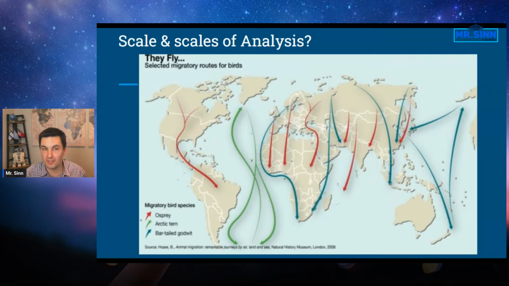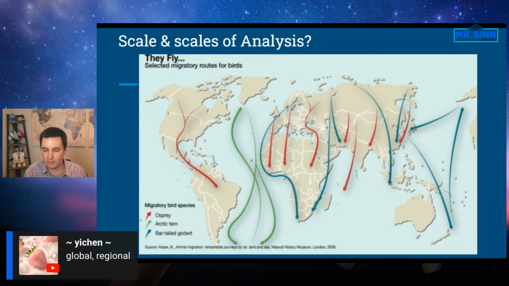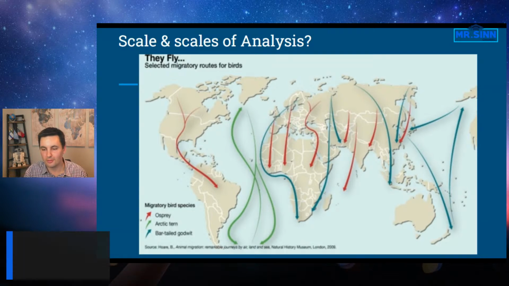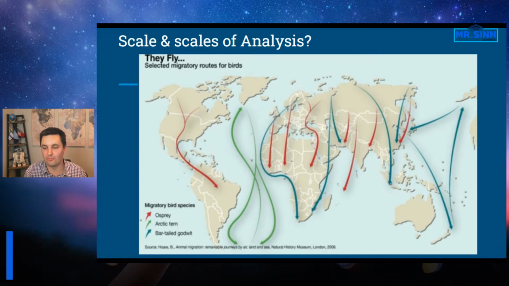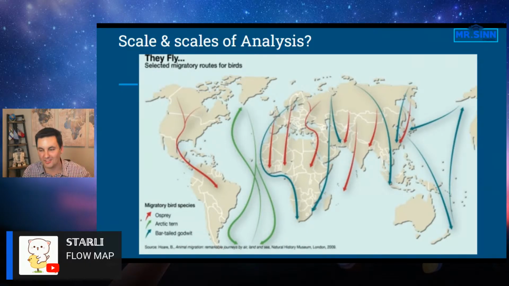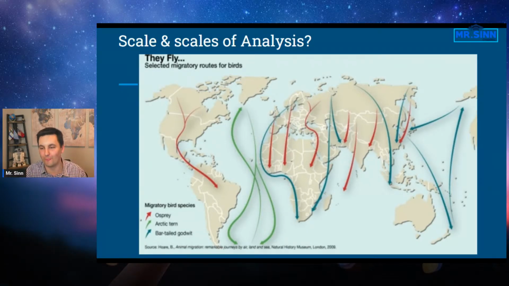So here we're looking at a different type of map. Again, we're looking at some bird routes, it looks like. The test last year was grueling. Global, regional, global, national. Okay, so we got a lot of different answers, global and flow line. Flow map. We do have some flow. Yes, it's showing movement. Here we're looking at the movement of birds. So that would be correct there. This would be global scale and global scale of analysis.